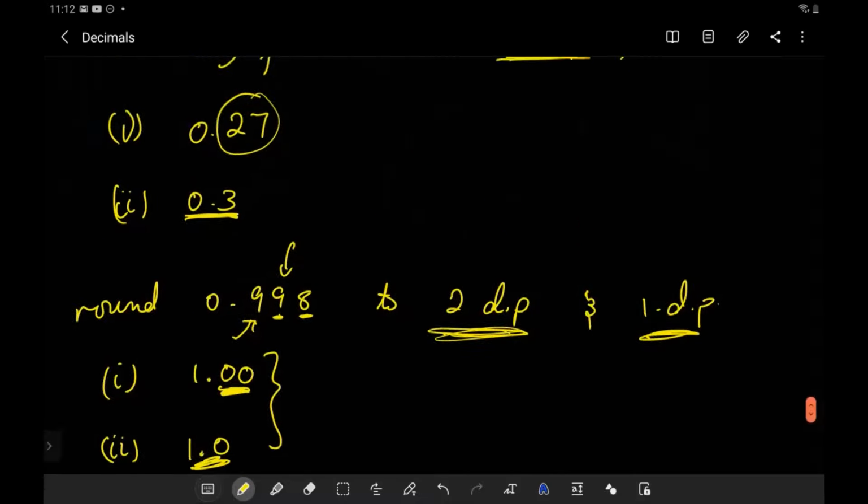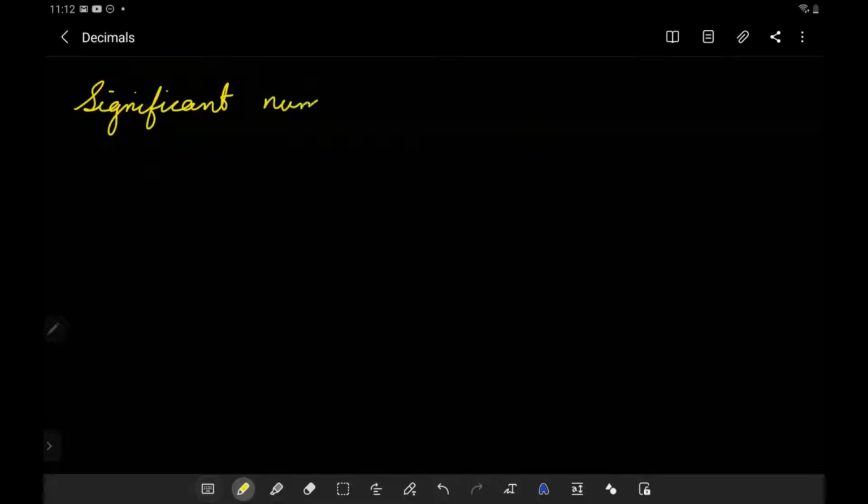So the next thing is significant figures. Right, significant figures. Anybody know what a significant figure is? Can anybody define a significant number for me?